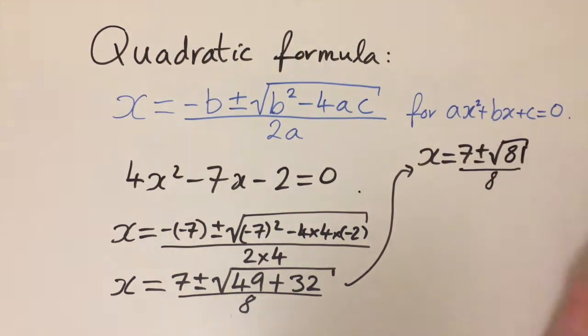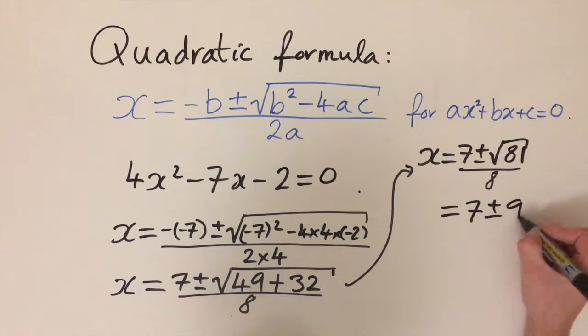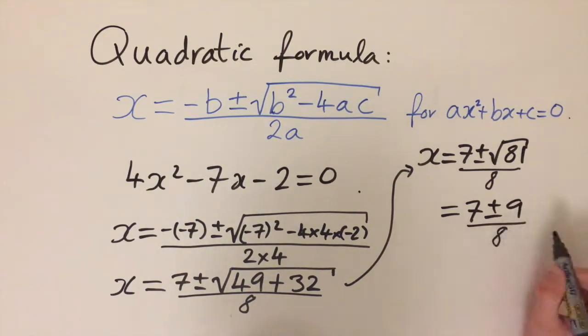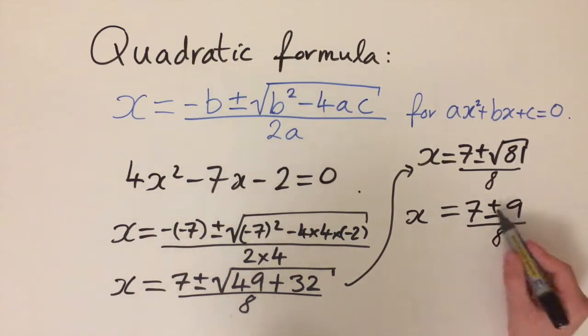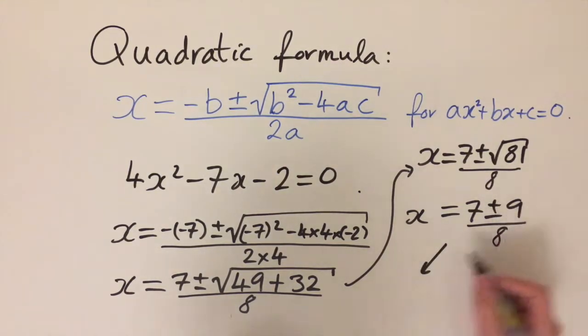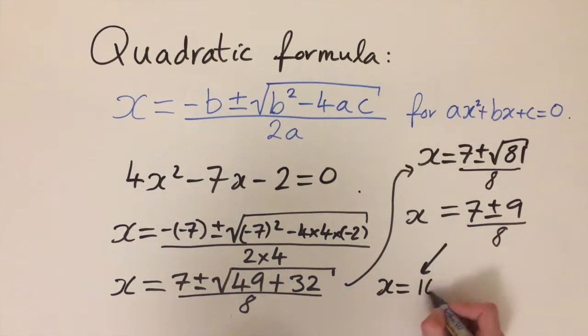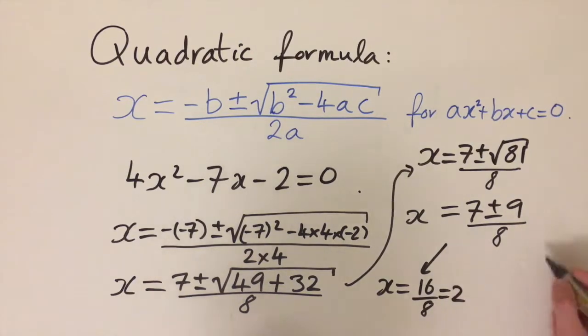Now 81 is a square number, this is 9 squared. So that's going to simplify to 7 plus or minus 9 over 8. So these are the two solutions. We can actually split them apart and see what we're going to get. If we take the plus version, this is going to be 7 plus 9, which is 16, divided by 8. That's just 2. So that's our first solution.